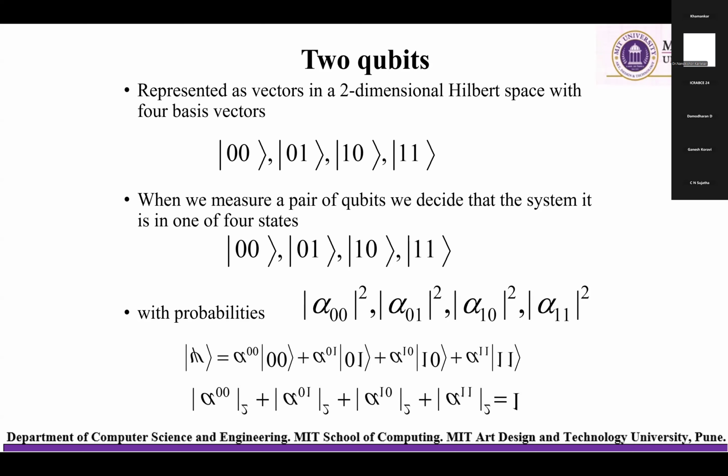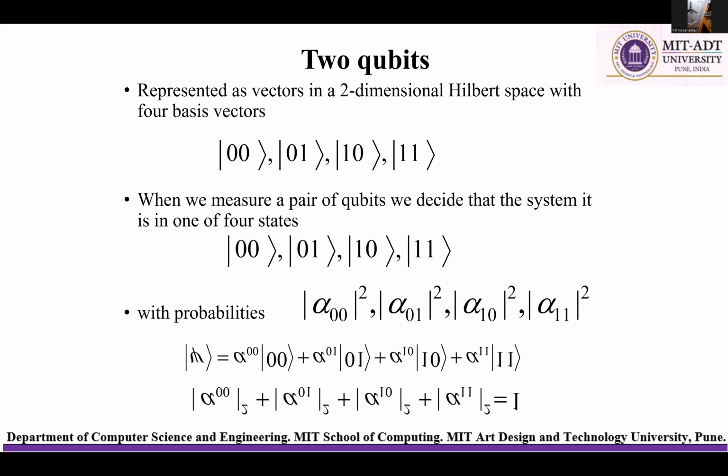The probabilities of finding the system in each of the four states are given by the probability equation, as you can see below here, respectively.